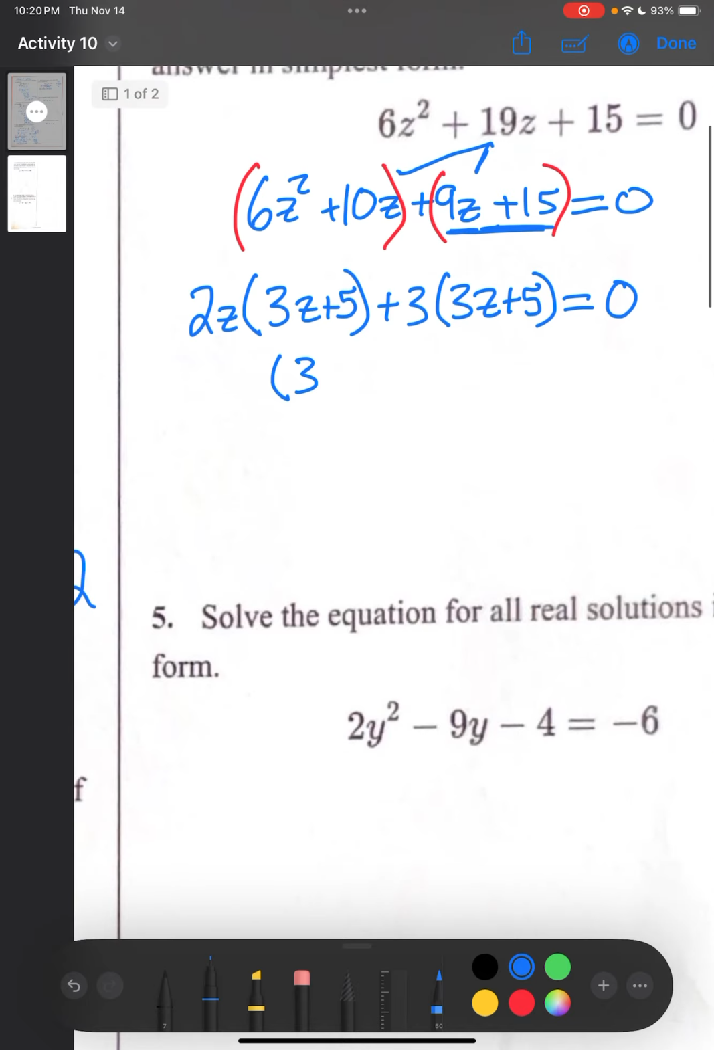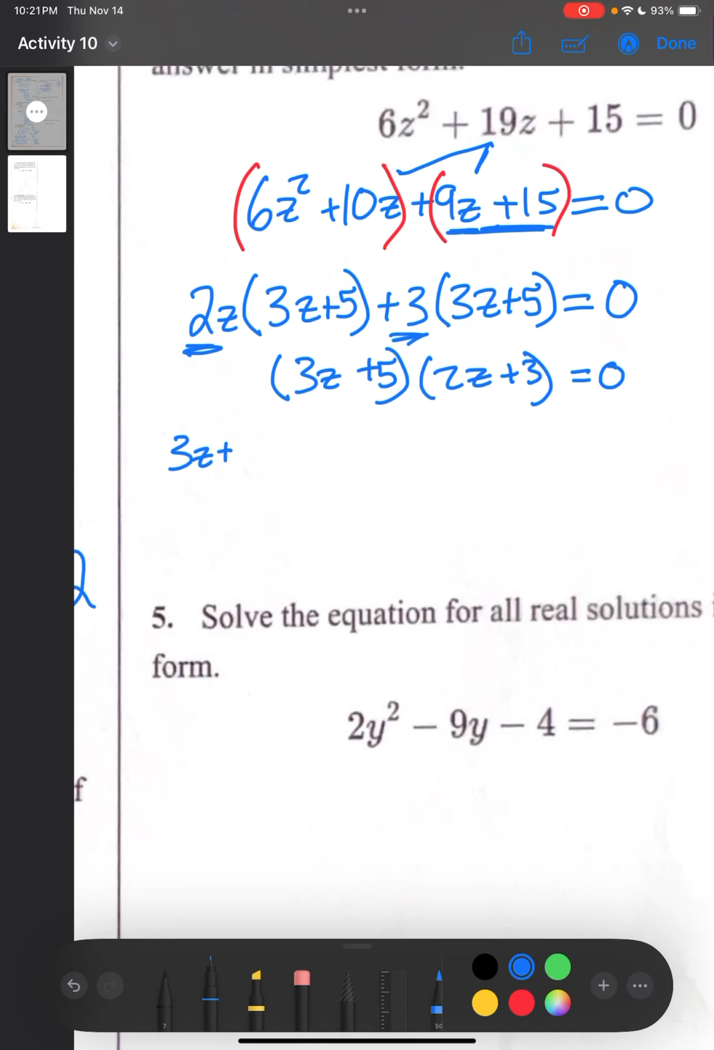Now from here we take out that 3z plus 5. We have what's left, 2z plus 3 equals 0. Again, not done yet. We have to find out what that z is, where it gets to 0.